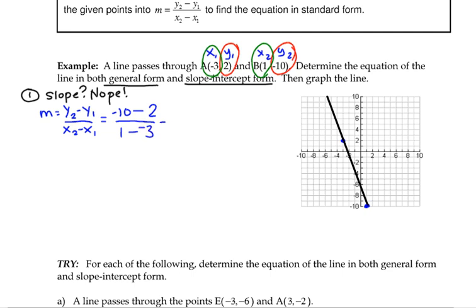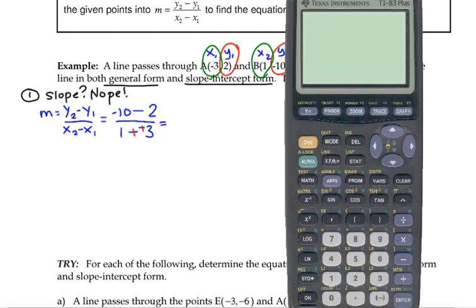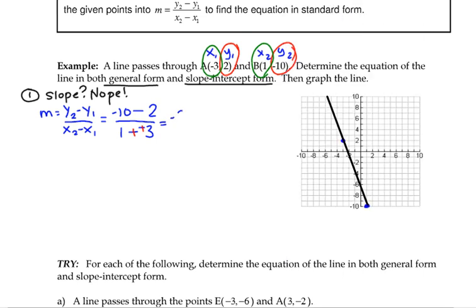Now what happens if we subtract a negative? We add a positive. Now you have to really make a decision. Do you trust your skills on the calculator more than you trust your addition skills? If you trust yourself with the calculator more, then how do we type this in? In brackets: -10 minus 2 on the numerator, wrapped in brackets, divided by 1 plus 3, or you can write 1 minus a -3. Either's fine. They give the same answer, which is -3.